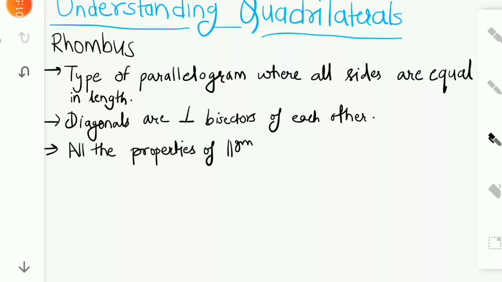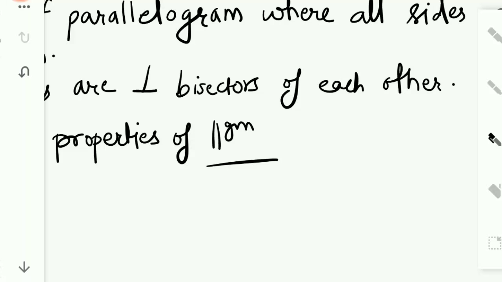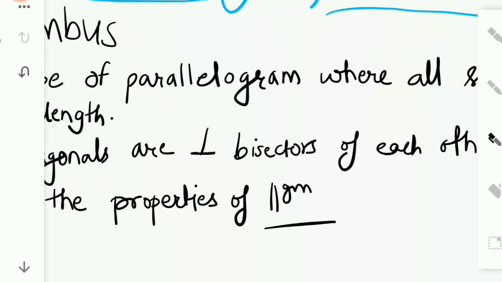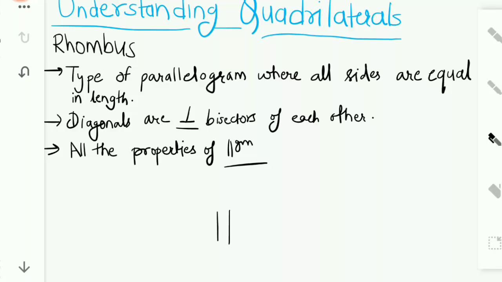Let's move on to the next type of quadrilateral. The third thing that I have written here is all the properties of a parallelogram. This is the symbol for parallelogram. This is the symbol for perpendicular. And this is the symbol for parallel. So let's move on to the next type of parallelogram.